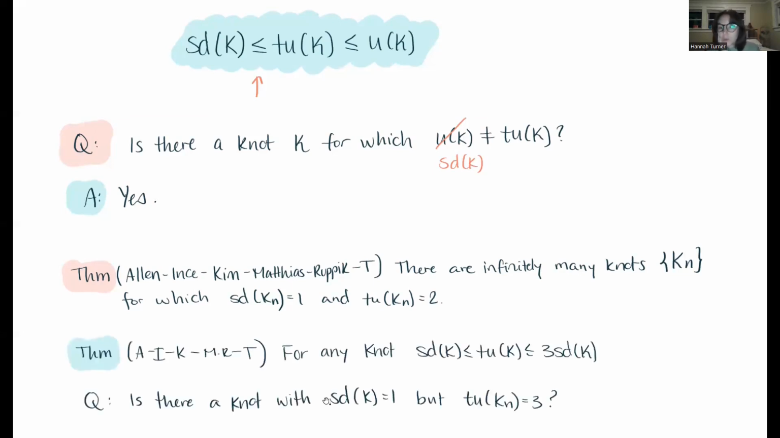And maybe it's not so surprising that we weren't so far able to distinguish these invariants by very much. We showed that there is a tight relationship between the surgery description number and the untwisting number. So it kind of can't be more different than a factor of 3. But there's still this gap that we're not really sure about. So this second theorem leaves open the possibility that there's a knot with surgery description number 1, but untwisting number could be 3.